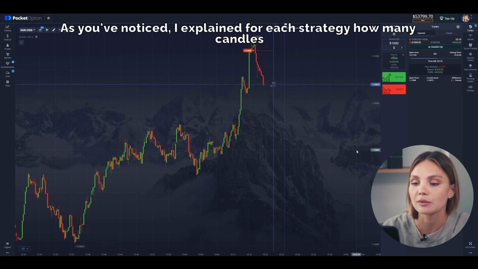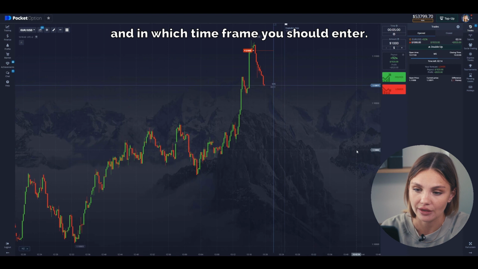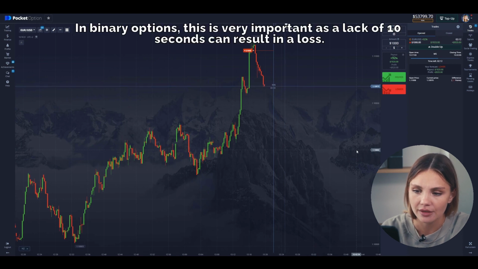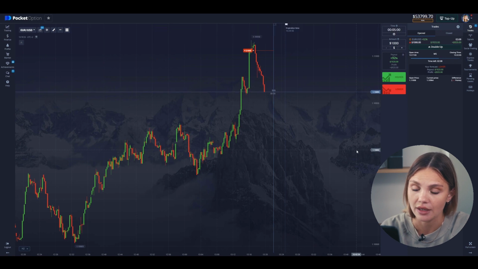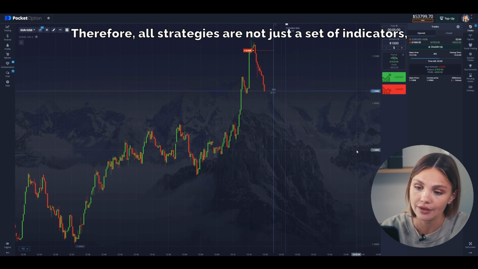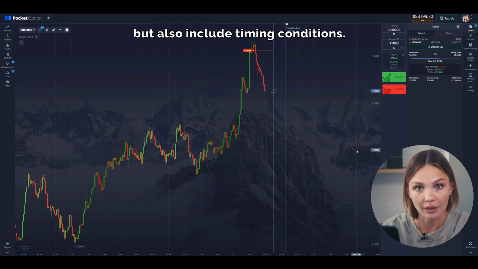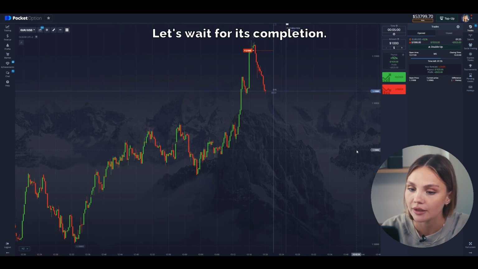As you've noticed, I explained for each strategy how many candles and on which time frame you should enter. In binary options, this is very important as a lack of 10 seconds can result in a loss. Therefore, all strategies are not just a set of indicators, but also include timing conditions. So there are only 2 minutes left until the end of the trade. Let's wait for its completion.